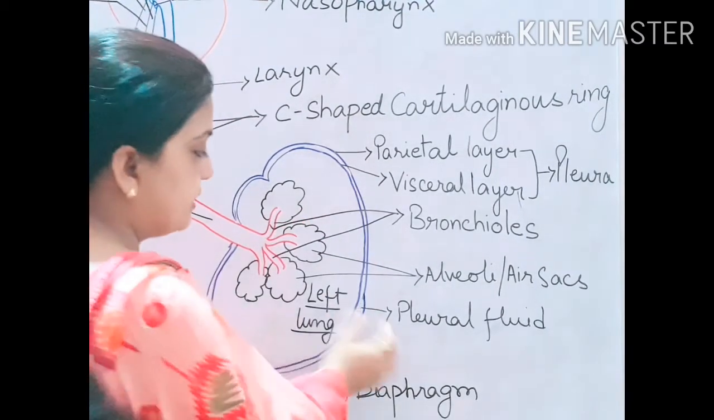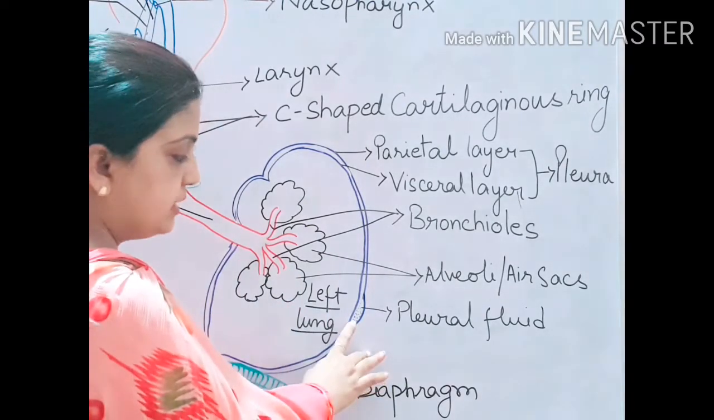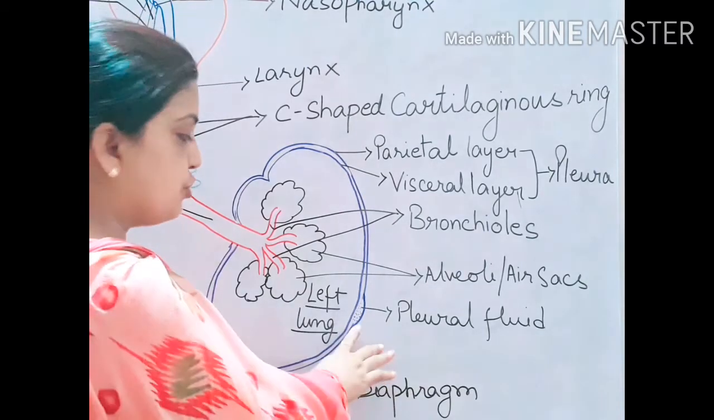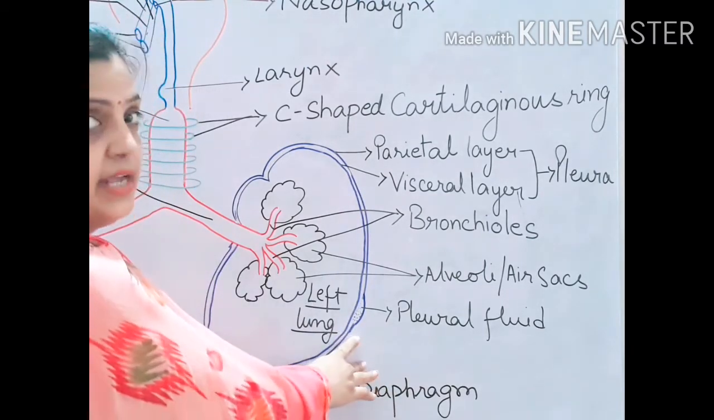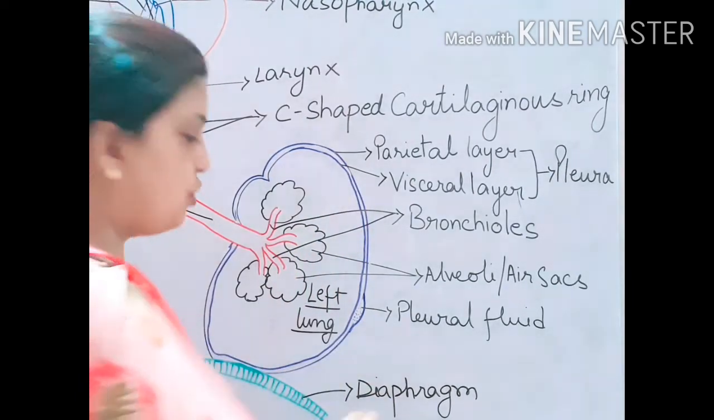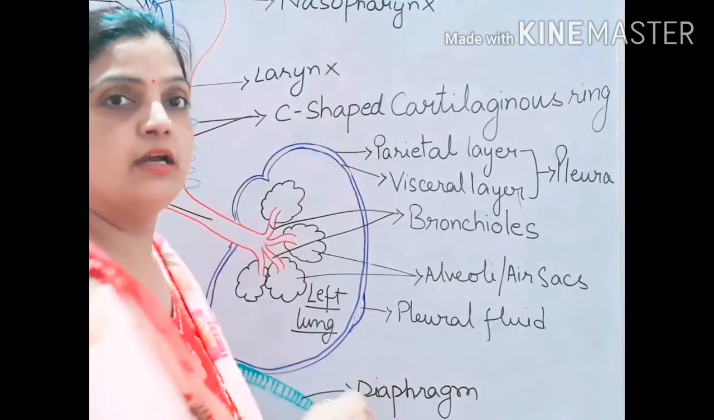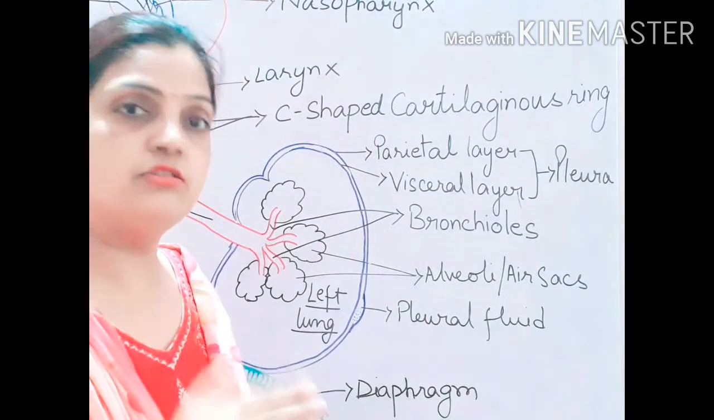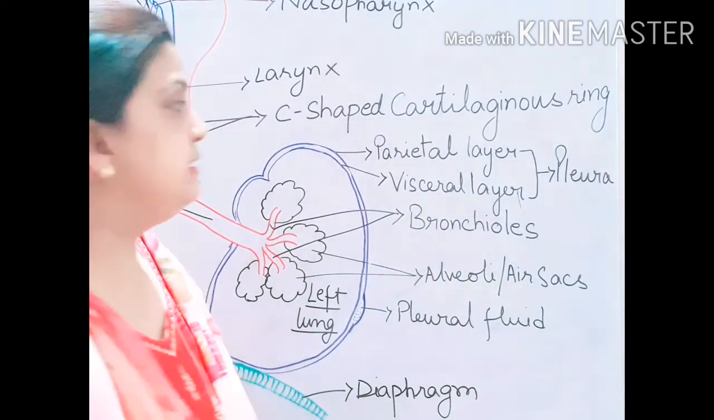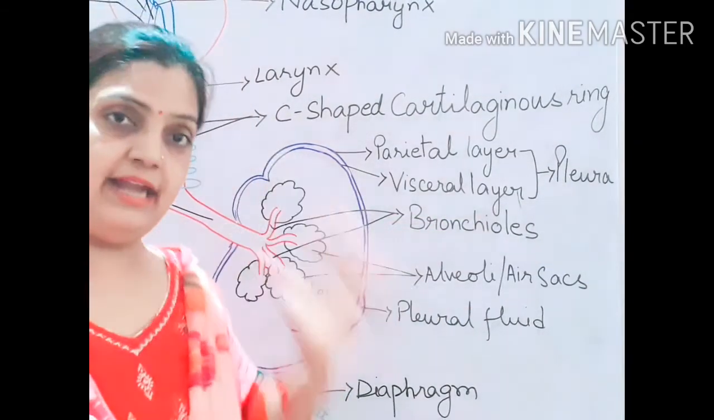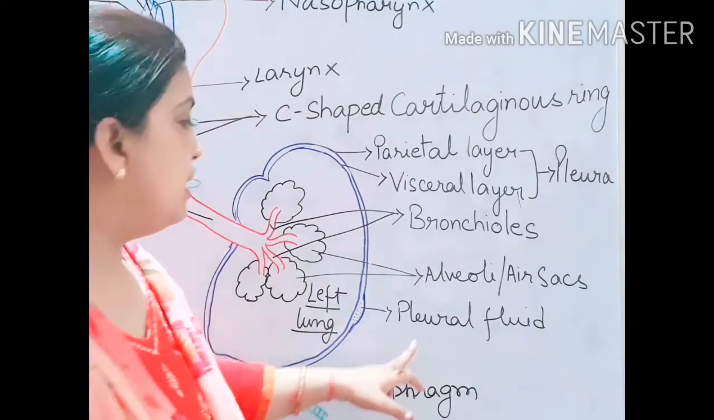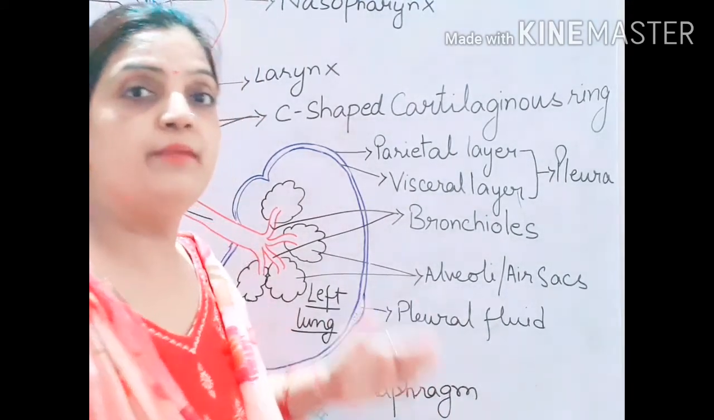I have separated the wall a little and I have drawn a dot-like structure in between. These dot-like structures are not only here. These dots are present throughout the wall of the lung, and in both the lungs, right lung also, left lung also. This fluid is present in the pleural membrane of the right lung and left lung both. And this fluid is called pleural fluid or intermembranal fluid.